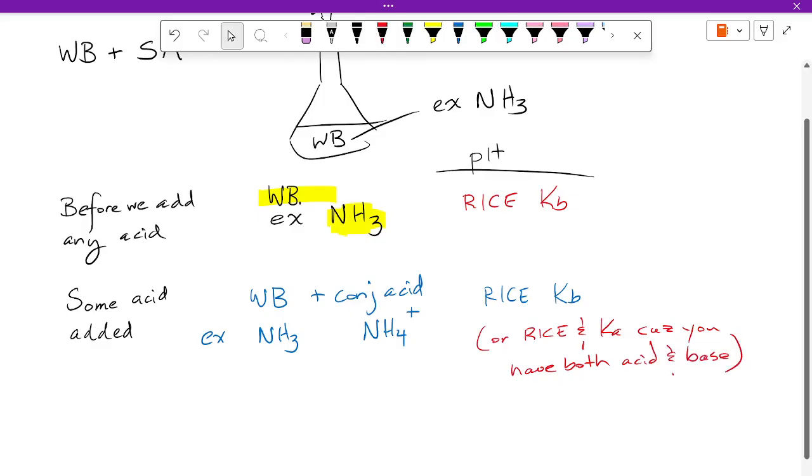You just have to make sure that if you use RICE and Kb, you have your reactant being NH3. And if you're using RICE and Ka, you would use NH4 as the reactant. And if you're like, I don't know what's going on, don't worry about it, you won't have to do this. Okay?